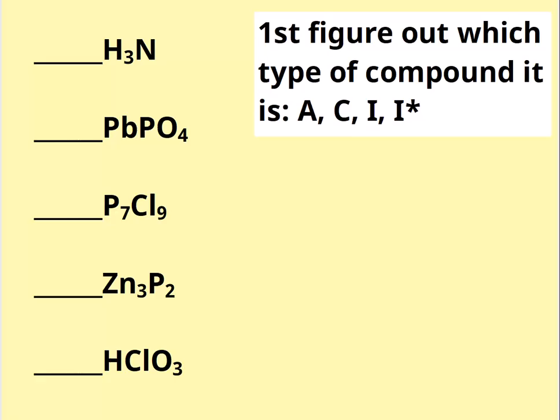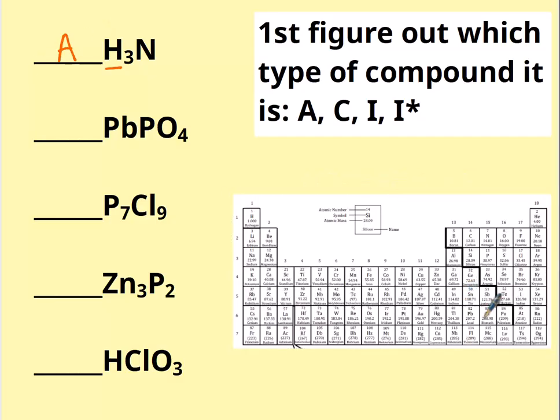So go ahead and figure out which type of compound each of these are. Restart when you're done. So this first one started with H, so you should have said acid. The second one is lead. That's a metal, but it's not one of the ones we know the charge of, so that's I star. P is a non-metal. Since it's a non-metal, it should be covalent. Zinc is a metal, and we know the charge of zinc is always a +2, so that's ionic. And the last one starts with H, so that's an acid.